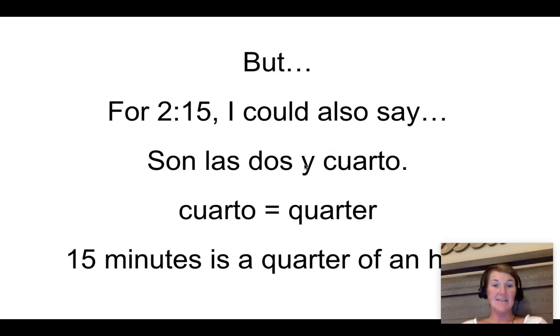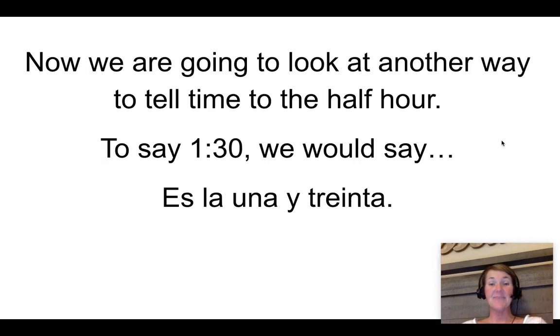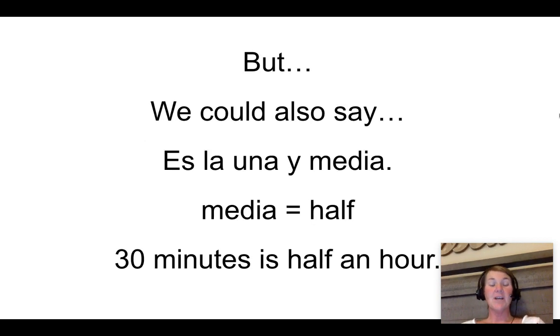And then this is, like I said, how you would do the son las dos y cuarto. So if I want to say 4:15, that would be son las cuatro y quince. I could also say son las cuatro y cuarto, and then 7:15 would be son las siete y quince, or it could be son las siete y cuarto. The other one that was a little bit different was one if we're using 30. So like here in this example, it's 1:30. We could say es la una y treinta. That is fine. But we can also say es la una y media because media means half.